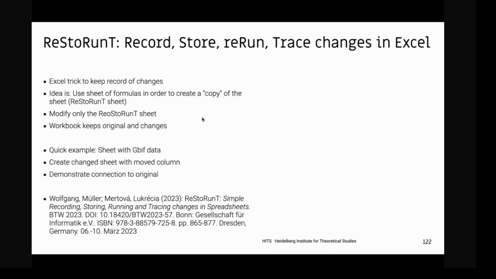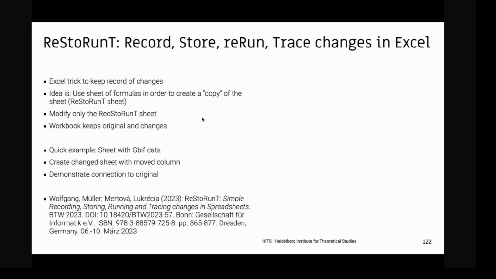ReStoRunT is an Excel trick to keep record of changes. The idea is to use an additional sheet in the workbook which contains formulas that create something which looks like a copy but is not a true copy of the original sheet. And we only modify the ReStoRunT sheet and not the original sheet. The workbook then keeps the original and the changes.